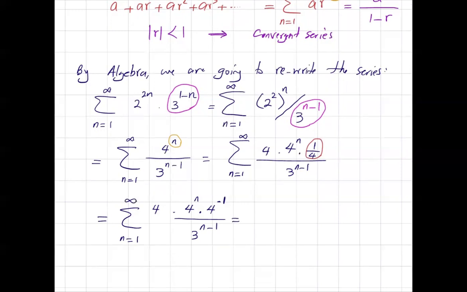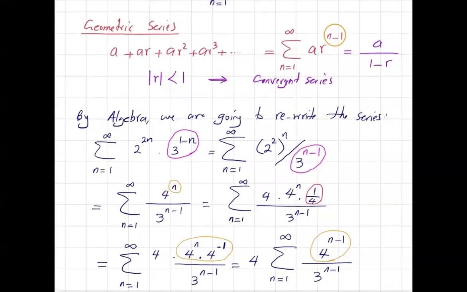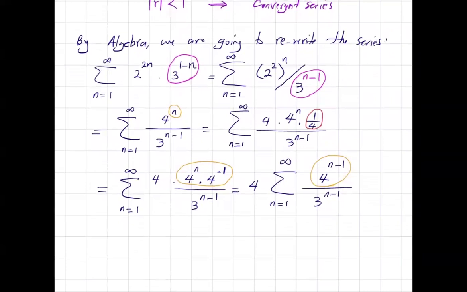Now that you have the same base, just write down the base 4 and add the exponents n and -1. So we combine these two into 4 to the power n minus 1, then divide it by the same quantity, 3 to the power n minus 1, starting from 1 going to infinity. Take a look at your geometric series. We are almost there. So this can be written as 4 times the summation of 4/3 to the power n minus 1, starting from 1 going to infinity.